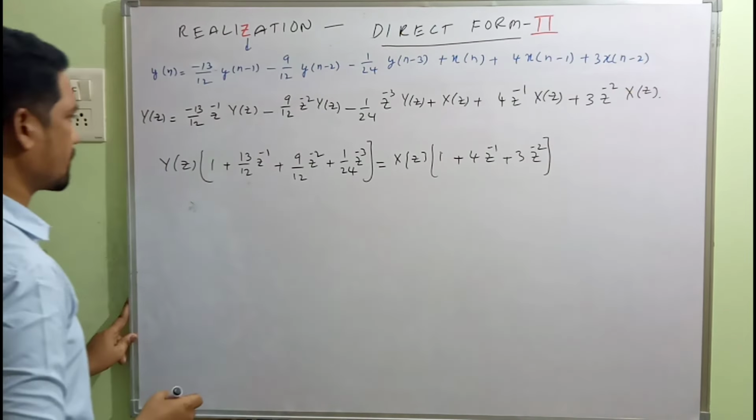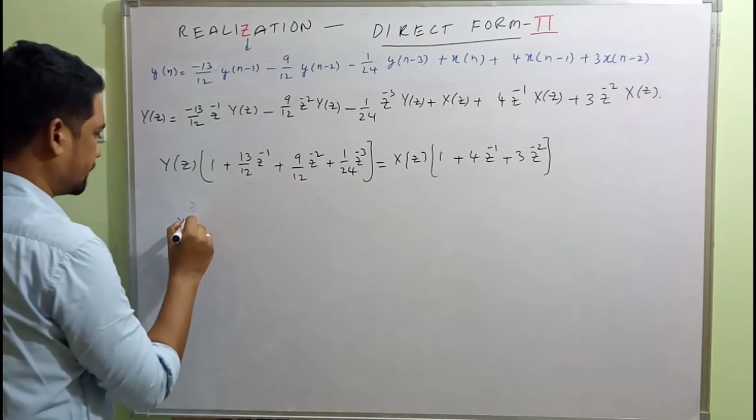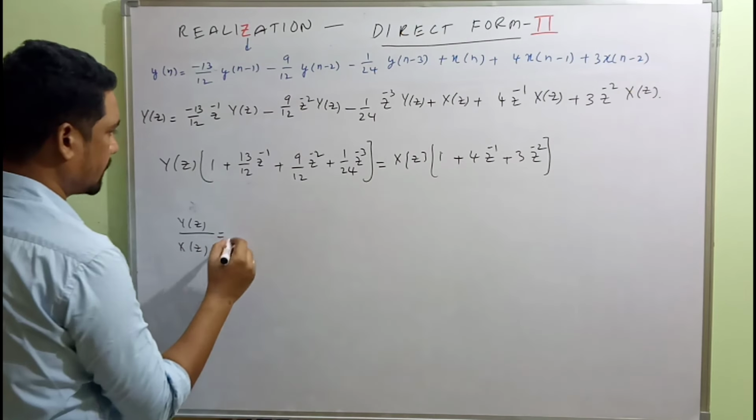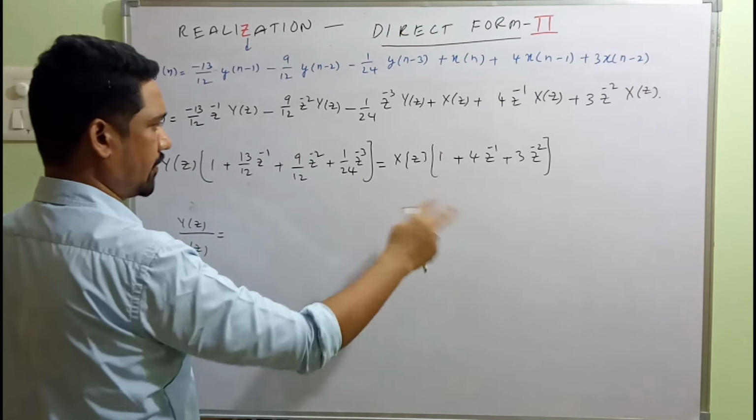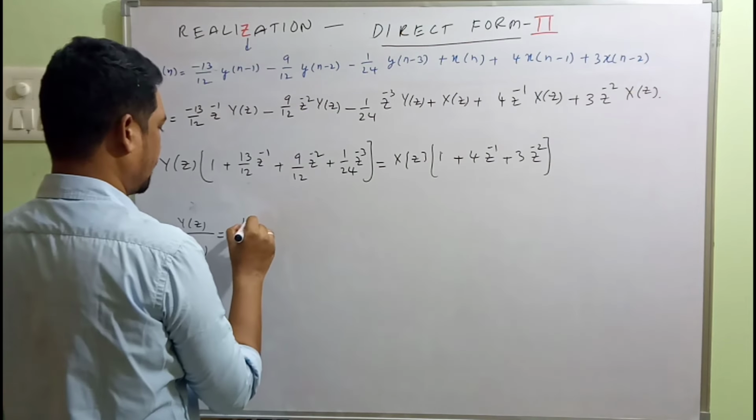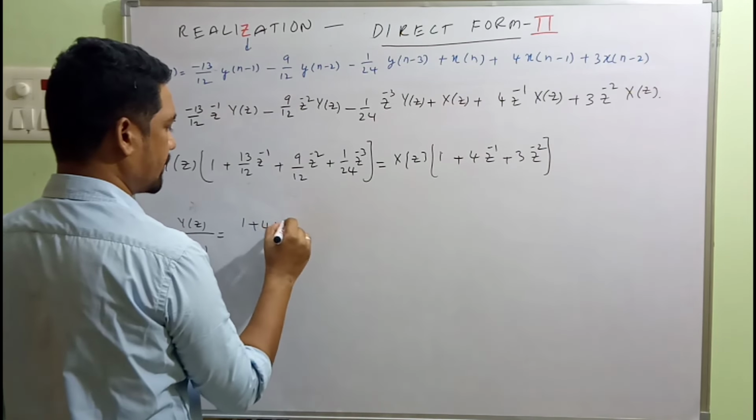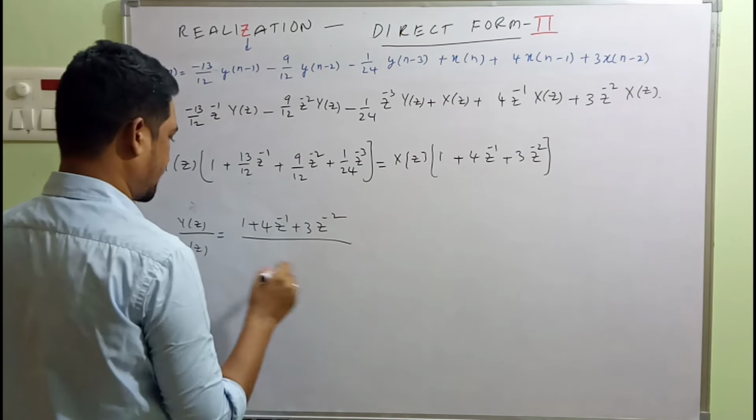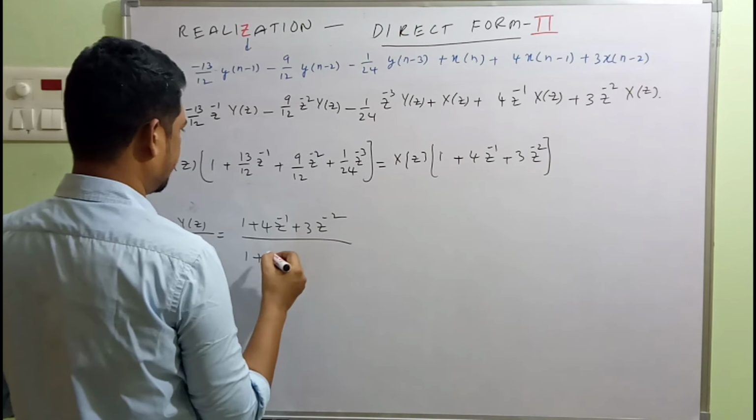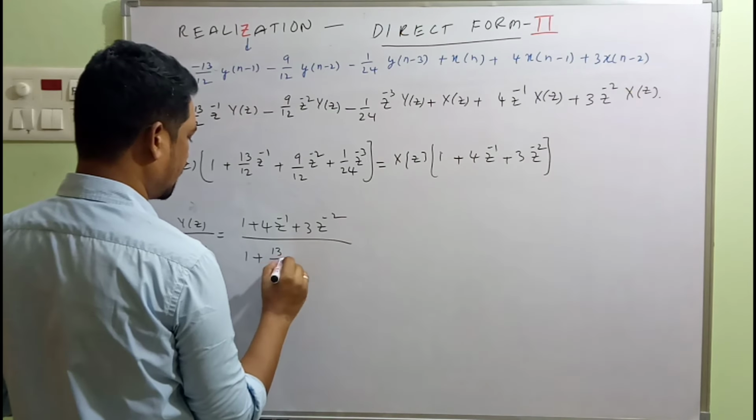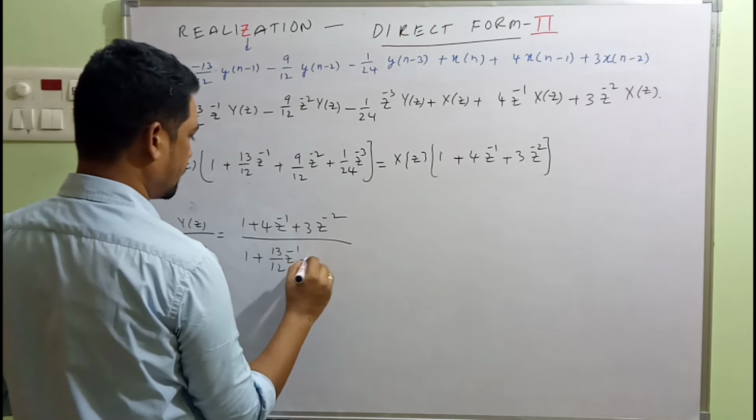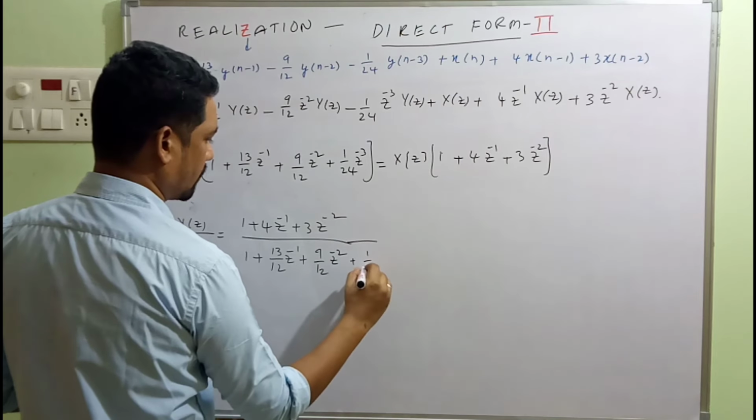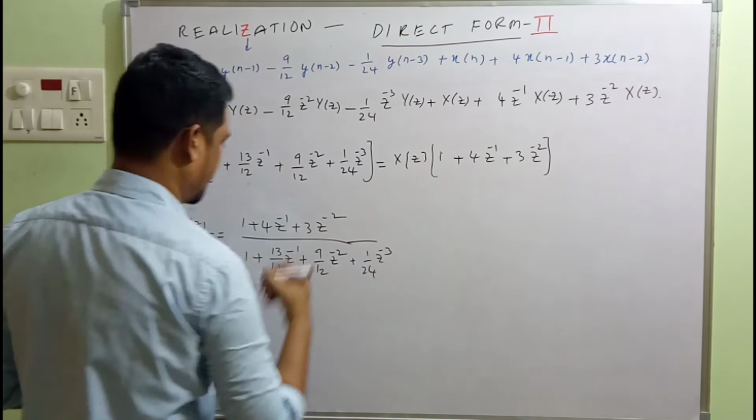So what will be the transfer function? Output by input, isn't it? So y of z by x of z will be equal to what? This comes to this side and gets flipped. 1 plus 4 into z raised to minus 1 plus 3 into z raised to minus 2, upon, this gets flipped, right? 1 plus here 13 upon 12 z raised to minus 1 plus 9 by 12 z raised to minus 2 plus 1 upon 24 z raised to minus 3.